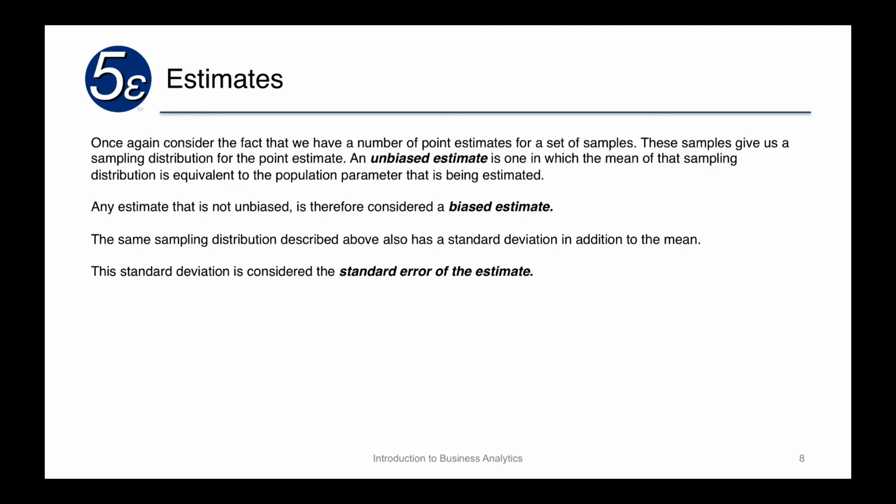The sampling distribution described above also has a standard deviation in addition to the mean. And this standard deviation is considered the standard error of the estimate. So in other words, when we calculated the 10 sample means for the class, the 10 sample means for the average scores, it has a mean, but it also has a standard deviation. This standard deviation is considered the standard error of the estimate, and we will use this extensively.